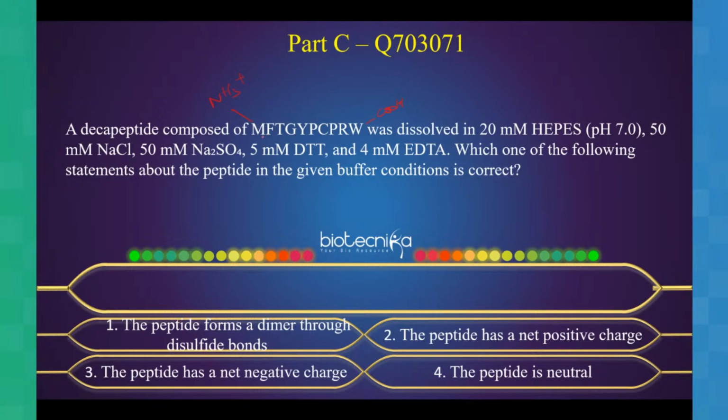But before that, tell me, out of all these single letter codes, these are all amino acids, which of the amino acids will be having ionizable side chain? Tell me. Out of all this, which ones will be having ionizable side chain? Anyone knows about this part? Out of all this, which one will be having ionizable side chain?